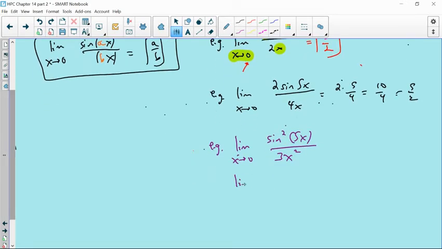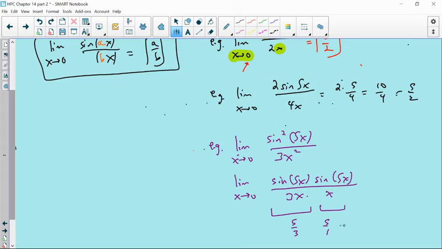So I have a limit here, the limit as x approaches 0. And the sine squared, I'm just going to write as sine of 5x times sine of 5x, and then 3x squared, I'm going to write as 3x times x, because when it's 3x squared, it's just the x that's squared, nothing else. And now I have two limits. I've got this limit here, a 5-to-3 ratio as x approaches 0, and this limit here, a 5-to-1 ratio. So that's 25 over 3.